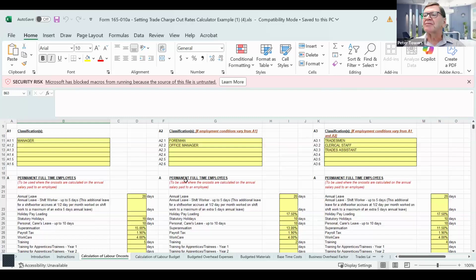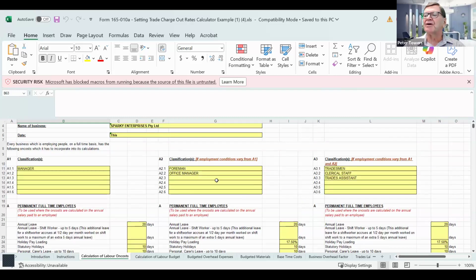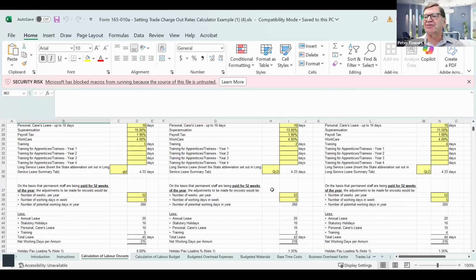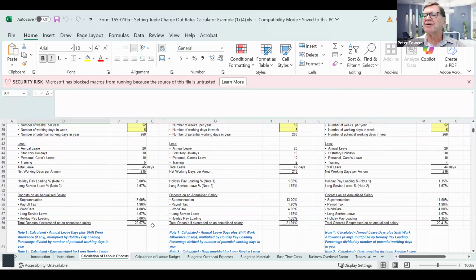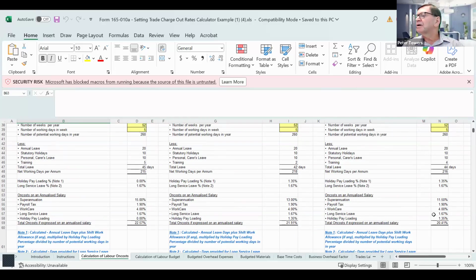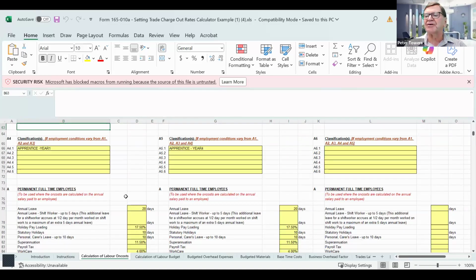You then indicate that you've got foremen and office managers. So at this stage, no details of their salaries have been inserted. All that's been inserted is the labour on costs, which is a very high cost, as you can see. If we just move across the chart here, 22.57, 21.91, 20.41%. And I find that a lot of people forget this when they set out to do their own charge out rate calculations.